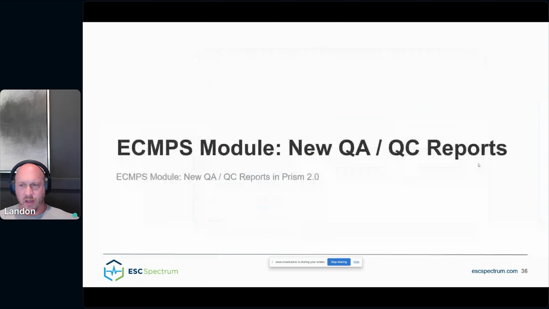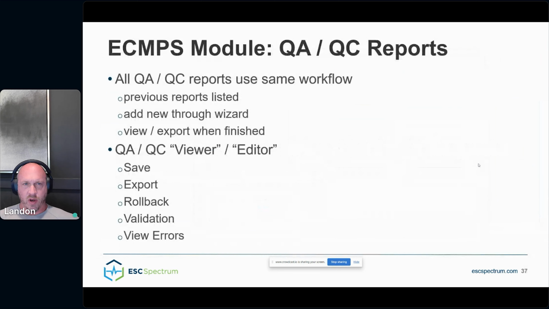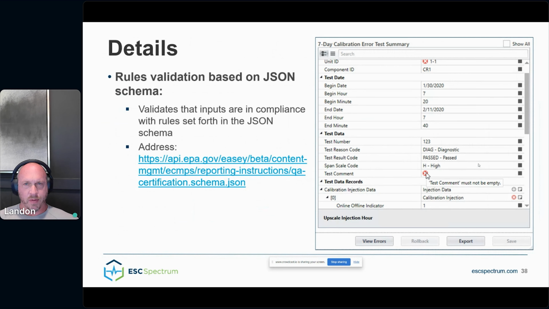We have added some new QA/QC reports. They follow kind of the same flow of the linearity that you just saw. Basically, your previous reports are listed. You hit the Add New button, and then you wizard through the different parameters that you're required to select for that report. And at the end, you're presented with the viewer or editor for that report.